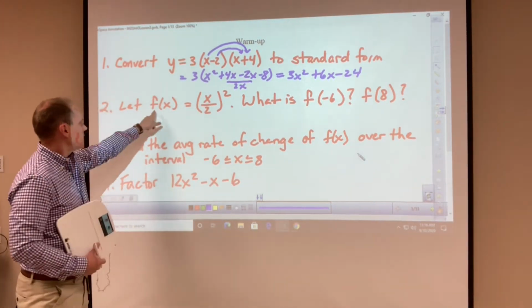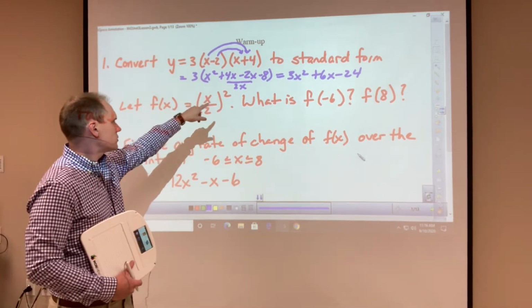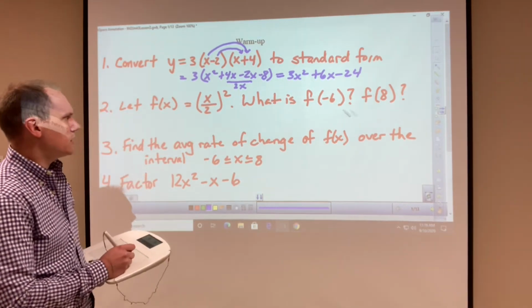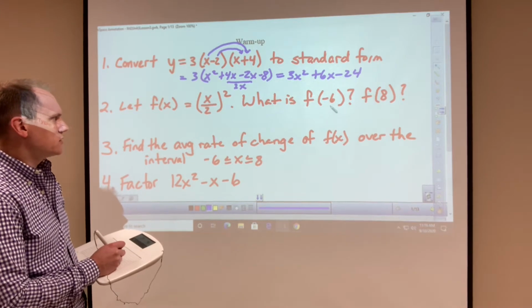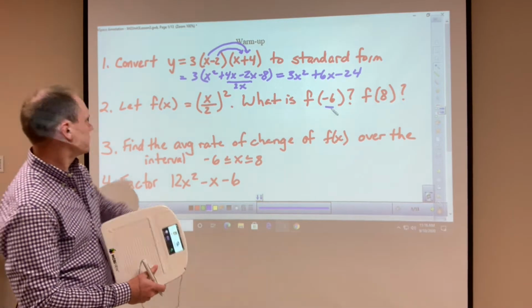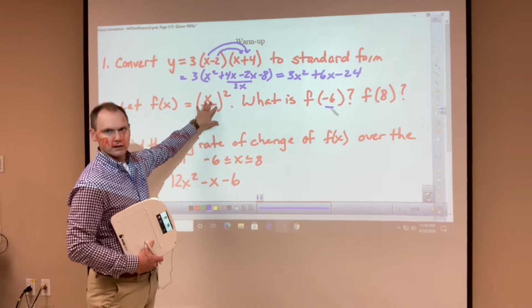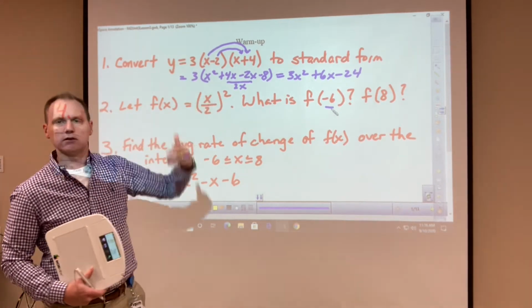All right, number 2, if f of x is x divided by 2, squared, what is f of negative 6 and f of 8? So what that's telling us to do is to substitute negative 6 in for the x and see what we get. And then substitute 8 in for the x and see what we get.